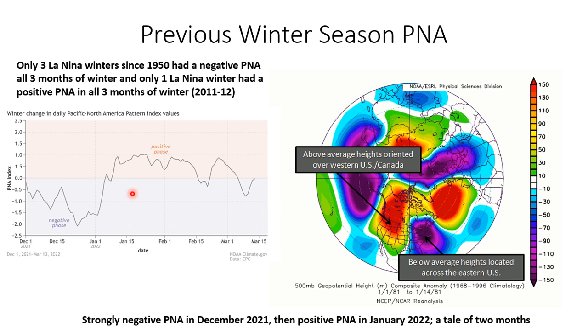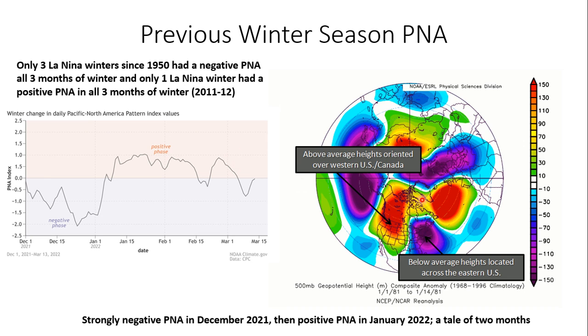And by the way, there's only been 3 La Nina winters since 1950 that have had a negative PNA all 3 months of the winter. And there's only 1 La Nina winter which had a positive PNA in all 3 months of winter, and that was the 2011-2012 winter. The positive PNA lasted all 3 months, December, January, and February.